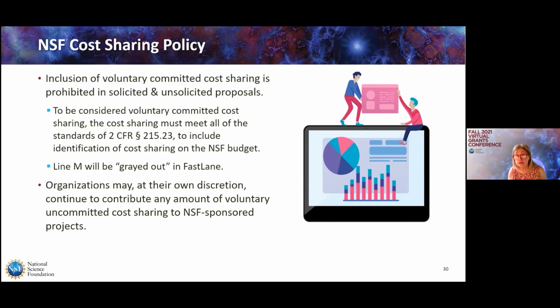Whenever you put something on the budget, even when you're not permitted to do so, please remember it is subject to audit, and that's a very important factor for you to remember. Next slide, please.